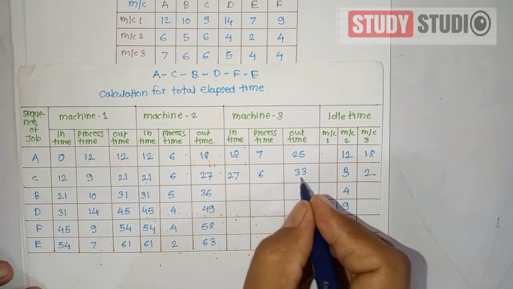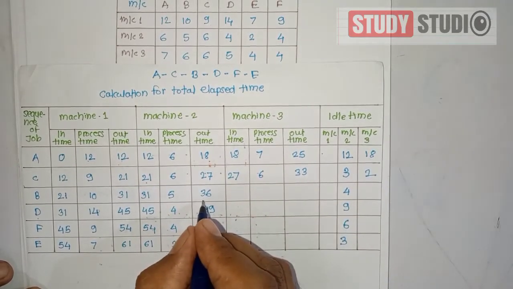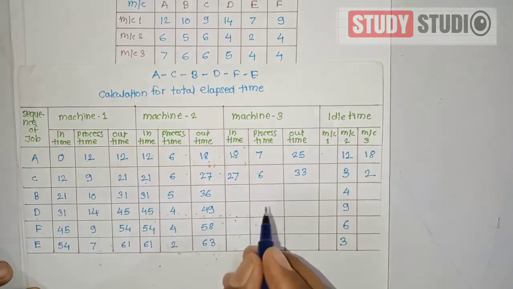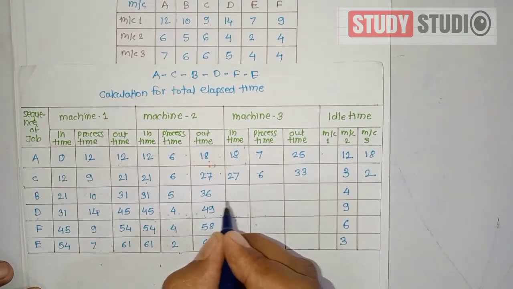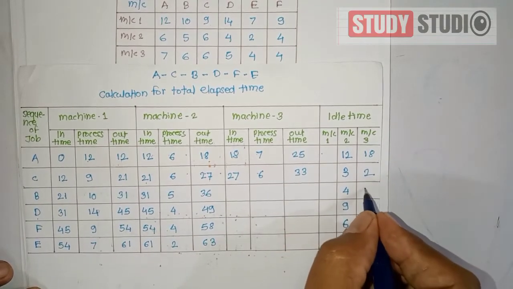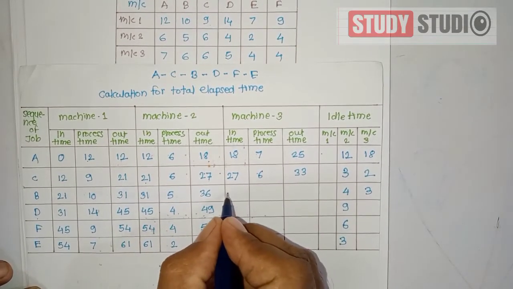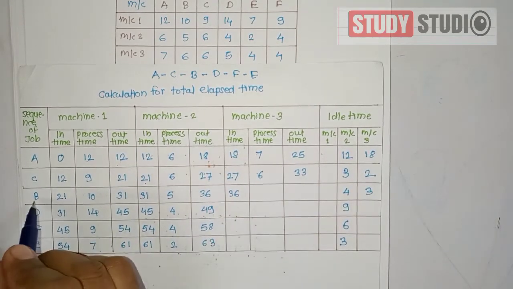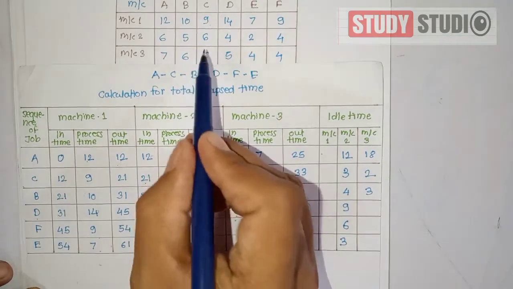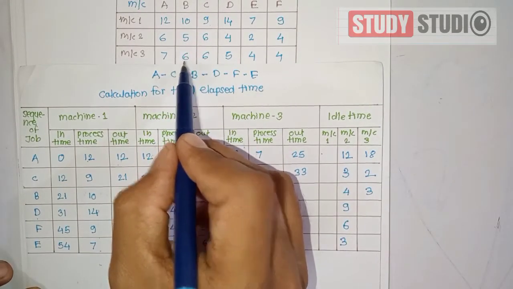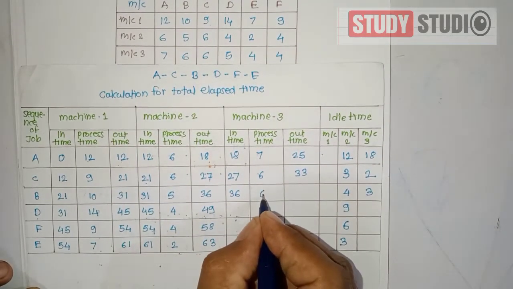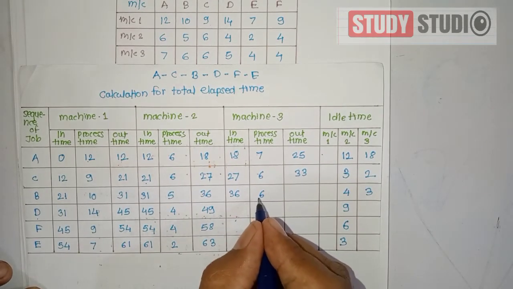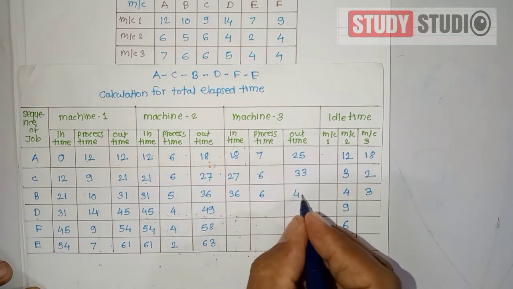Again this 33 is less compared with the 36. It means machine 3 has to wait till job B comes to machine 3 for 36 minus 33, that is 3 hours. So write down 36 here. The process time of job B on machine 3. Job B on machine 3 requires 6 hours of processing. So out time will be 36 plus 6, that is 42.